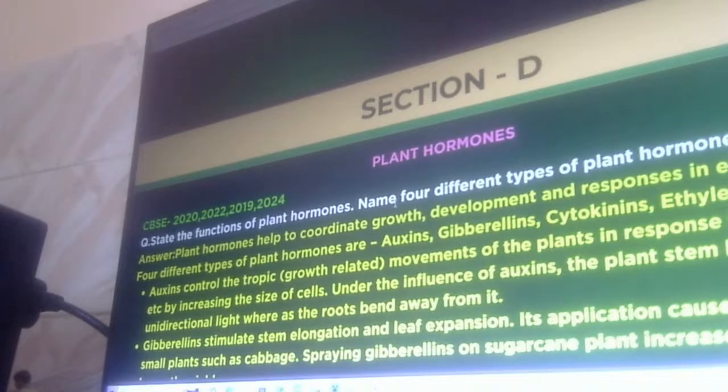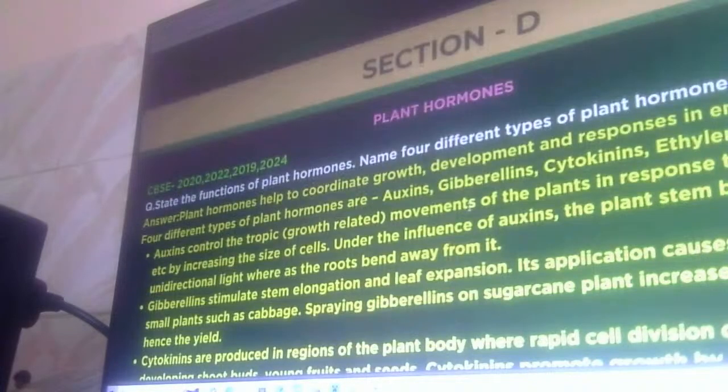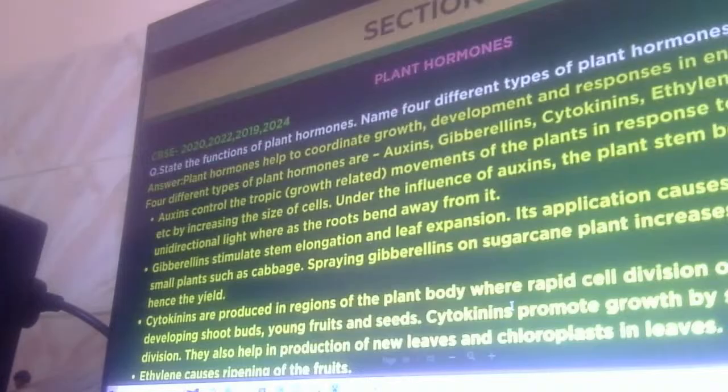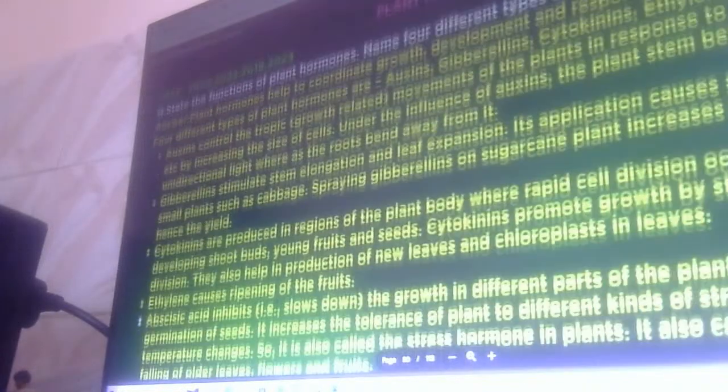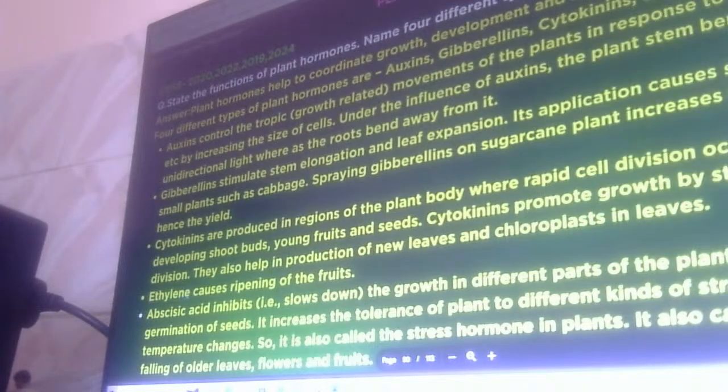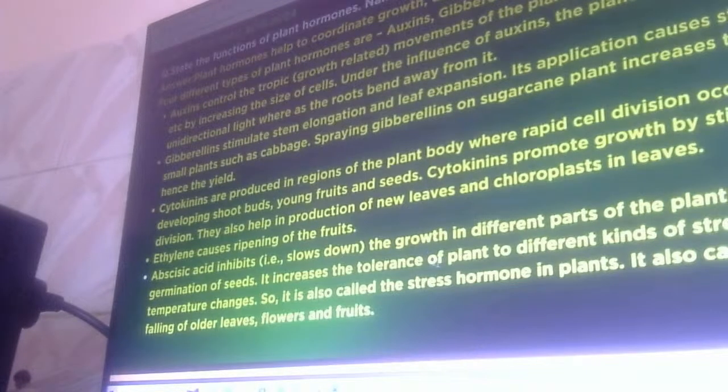Gibberellins cause an increase in stem and leaf expansion. Cytokinins cause rapid cell division, and are also found in fruits and seeds. The new leaf, I don't know. Ethylene is not there in our text, but it causes ripening of fruits. Abscisic acid inhibits growth, so it results in wilting of leaves. It is also known as the stress hormone.